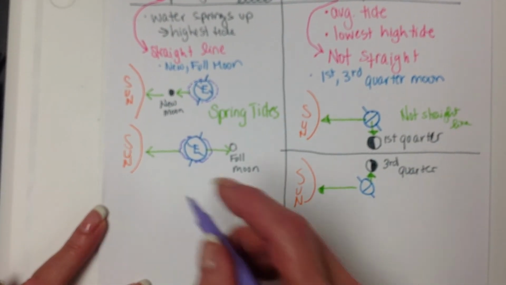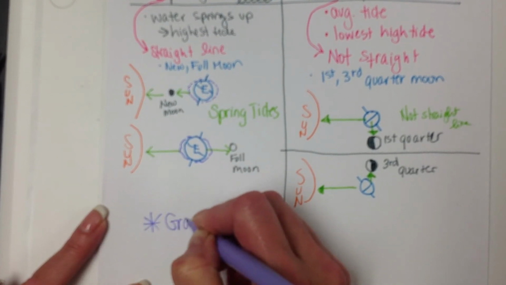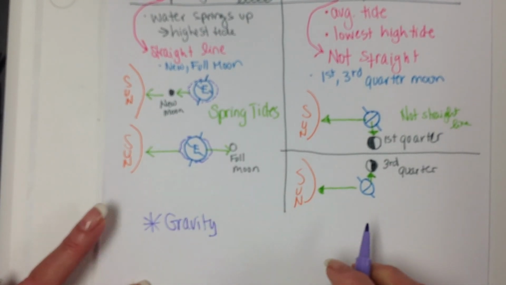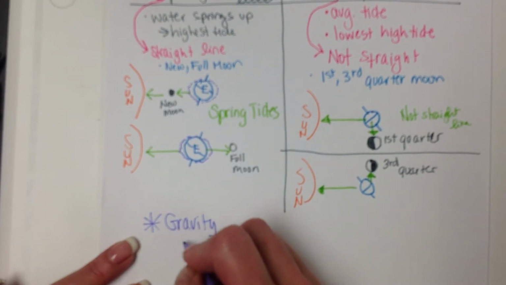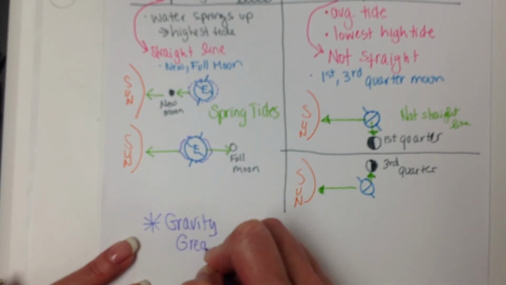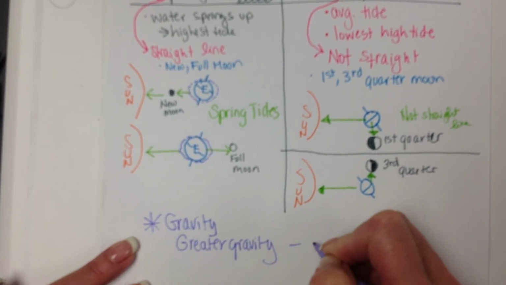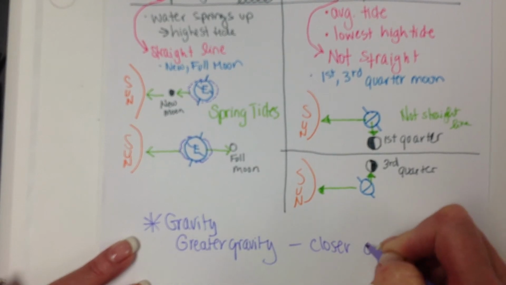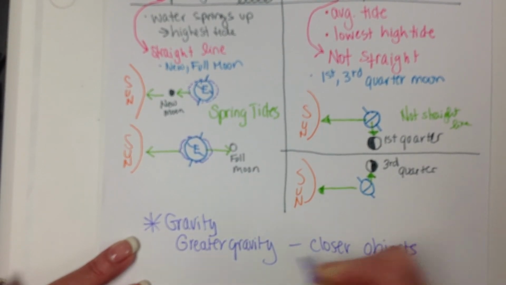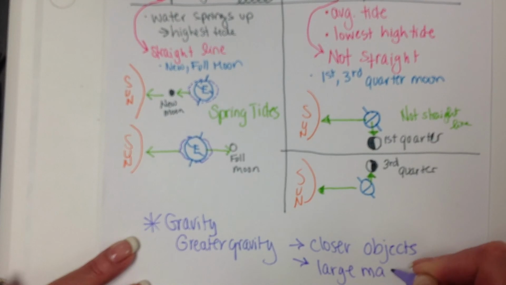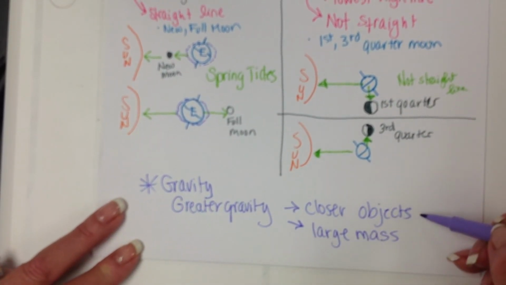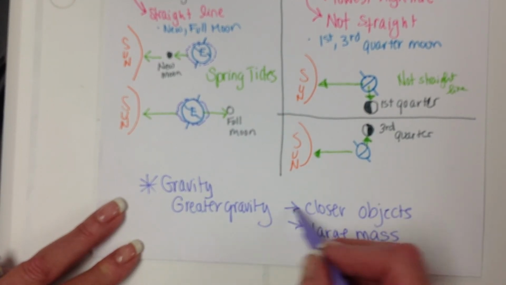Let's review that real quick. So gravity depends on two factors. The closer the objects, the greater the gravity. And the larger the masses, the greater the gravity. So gravity depends on an object's mass or weight and the distance between the two objects.